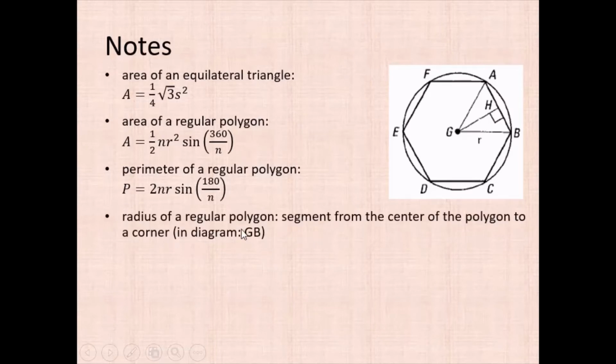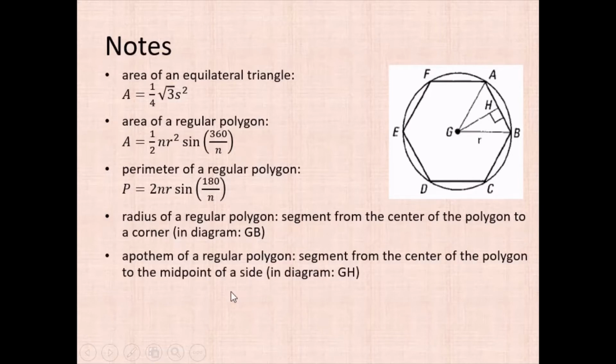Okay, we've talked about that. Radius of a regular polygon is the segment from the center of a polygon to a corner. So right here it's G to B. Another thing is called the apothem, and that is not in our formulas, but sometimes it's one of the terms you need to answer some worksheet questions. The apothem is a segment from the center of the polygon to the midpoint of a side. So in this diagram up here, it's from G to H. That's called the apothem. And the midpoint also makes a 90-degree angle for regular polygons too.